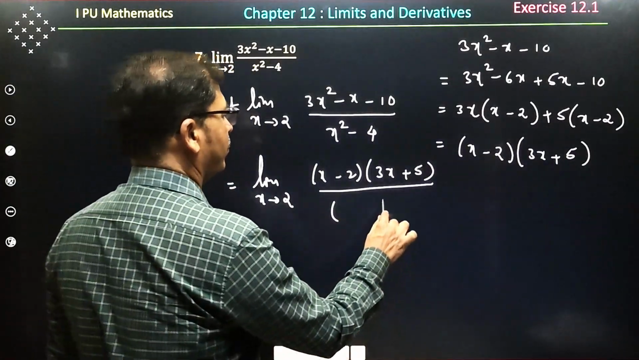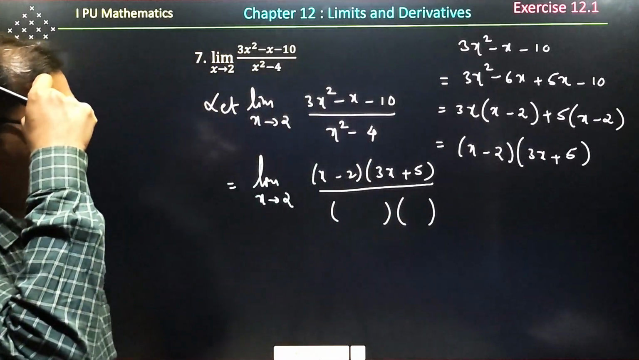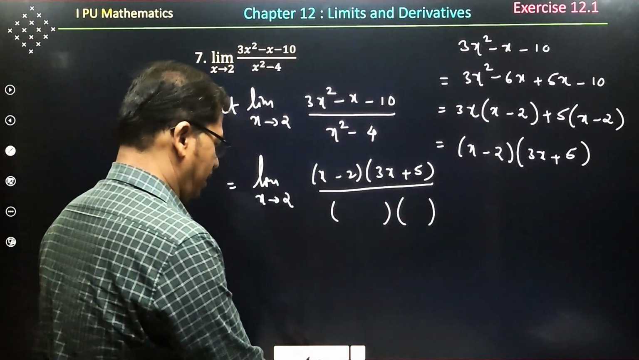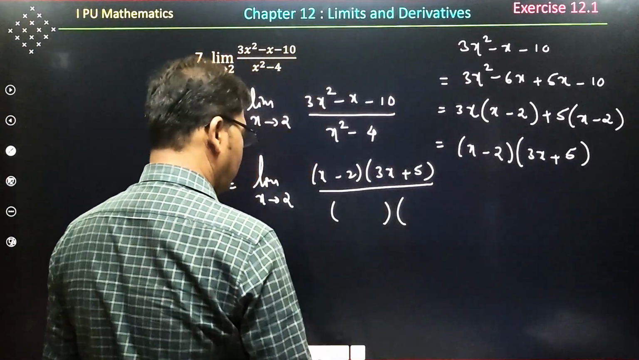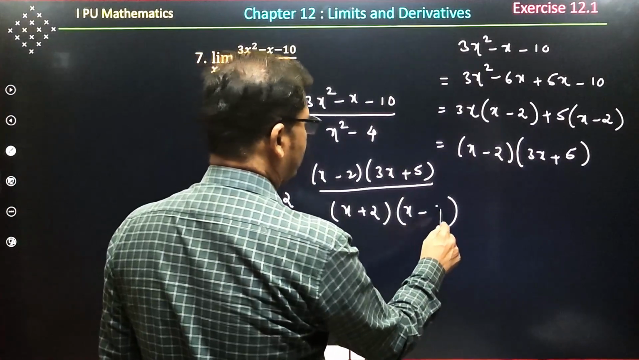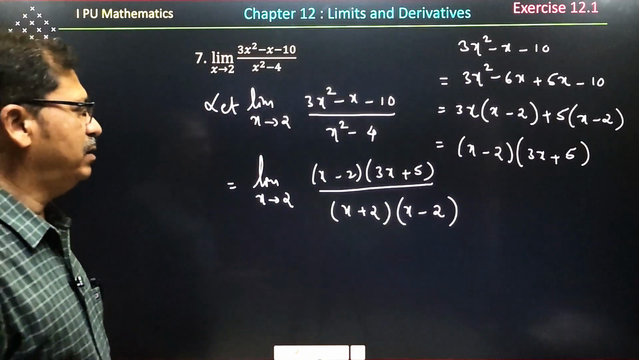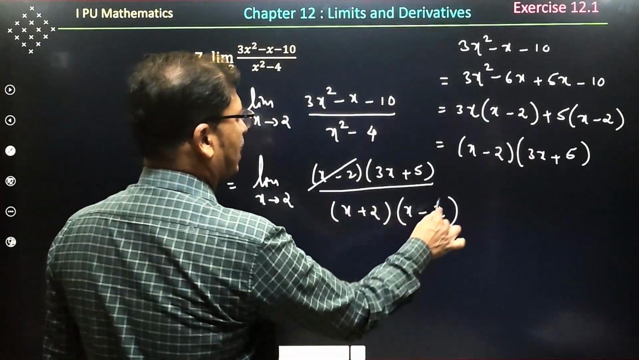x square minus 2 square. x square minus 2 square factors directly, you can visualize it directly. It becomes x plus 2 into x minus 2. You can use this directly, the step need not be written. So x minus 2 cancels.